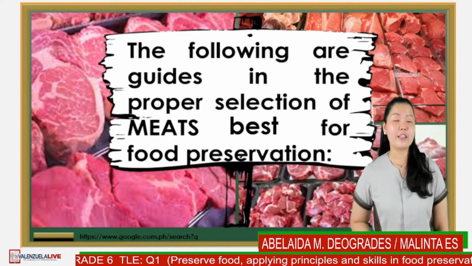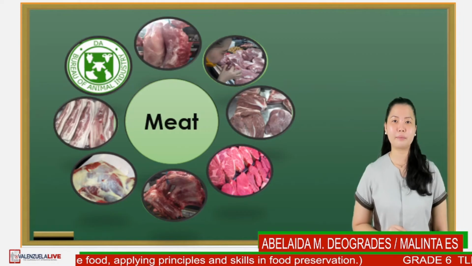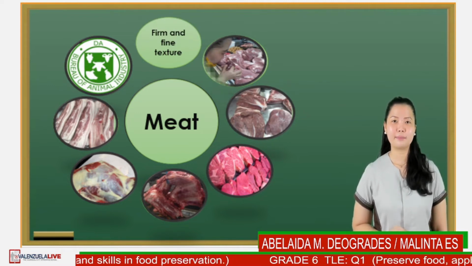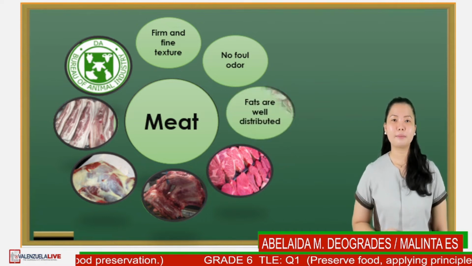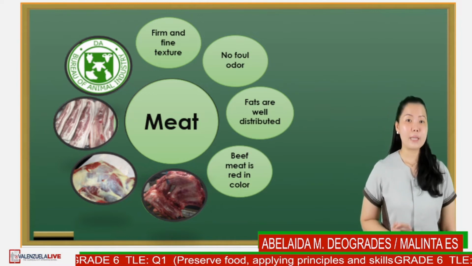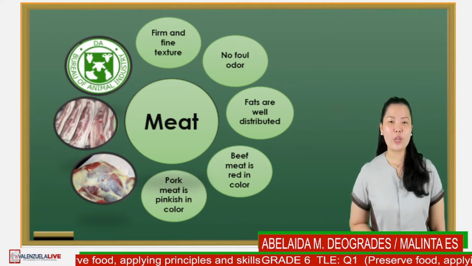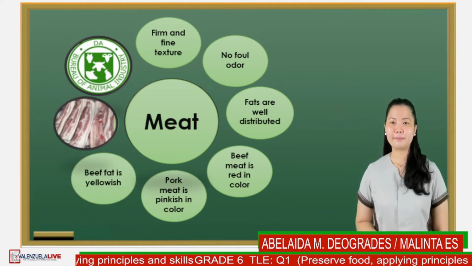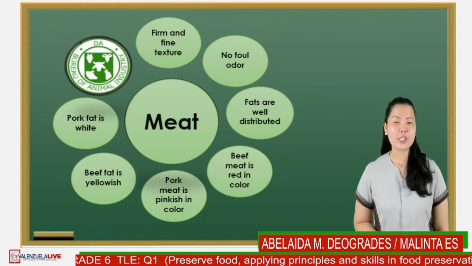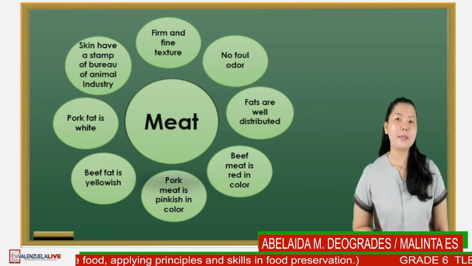Other guides in the proper selection of meats best for food preservation. Fine texture. No foul odor. Fats are well distributed. Beef meat is red in color. Pork meat is pinkish in color. Beef fat is yellowish. Pork fat is white. And of course, the skin has a stamp of the Bureau of Animal Industry.